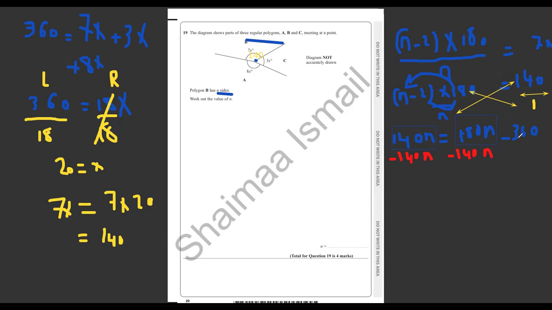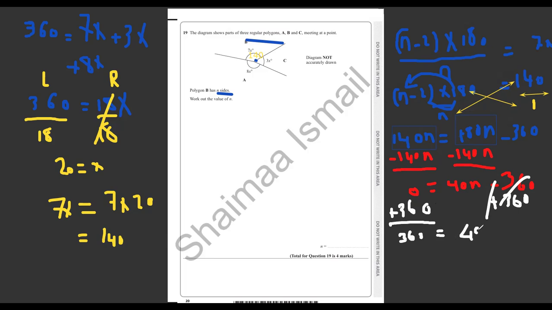Then here will be equal to, step by step, 0 equal to 180 minus 140, 40n minus 360. Now we are going to take this 360 by inverse operation, so make here 0 plus 360 just to kick the 360 here, and here we'll make plus 360, kick positive with negative. So now 0 plus 360 equal to 360 equal to 40n.